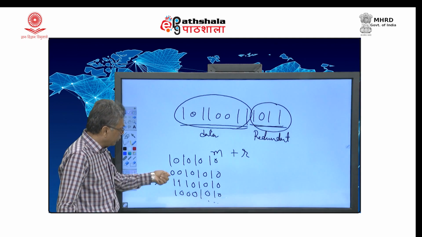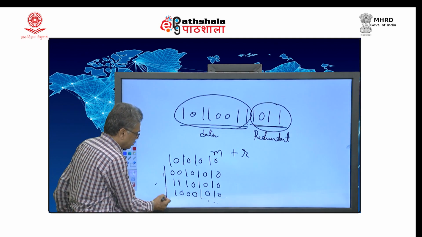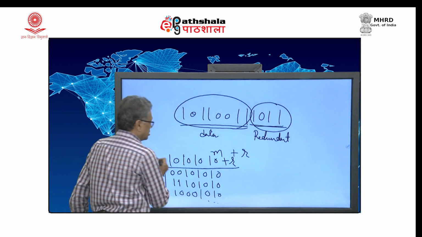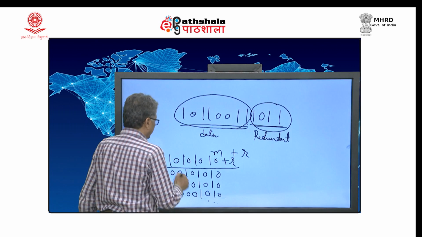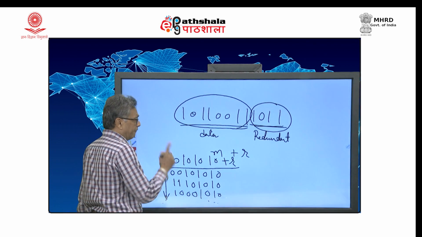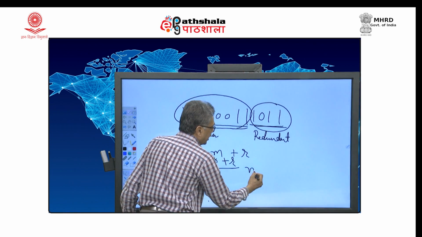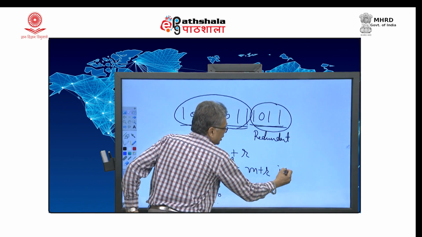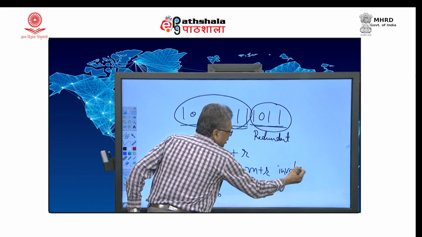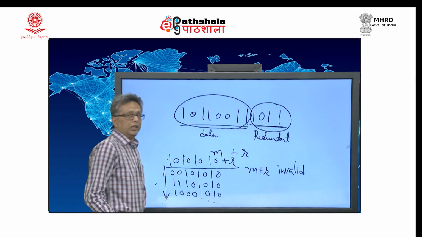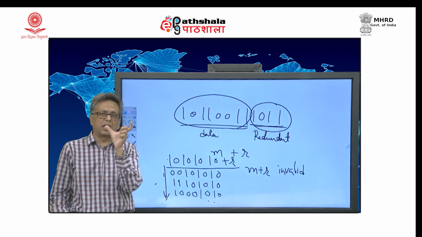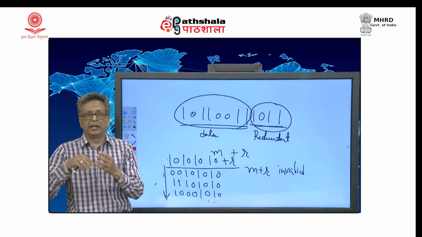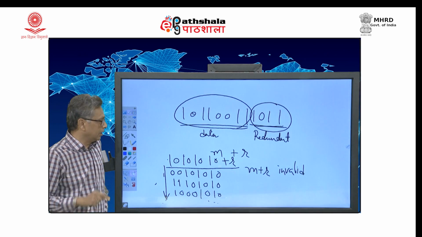Okay. How many invalid values? If it is m plus r, calculating this, for every number I need minimum m plus r invalid patterns or invalid values. For one m plus r value that I am sending, I need m plus r invalid values. Okay. So, that is one thing.